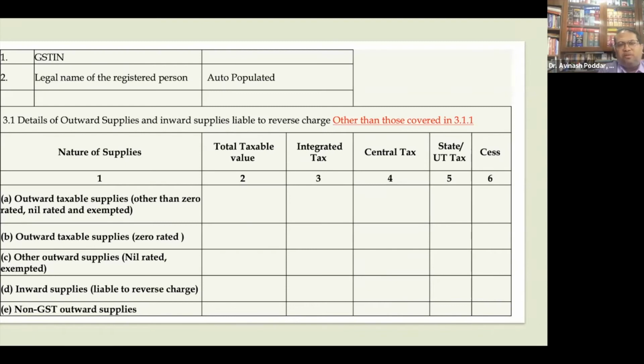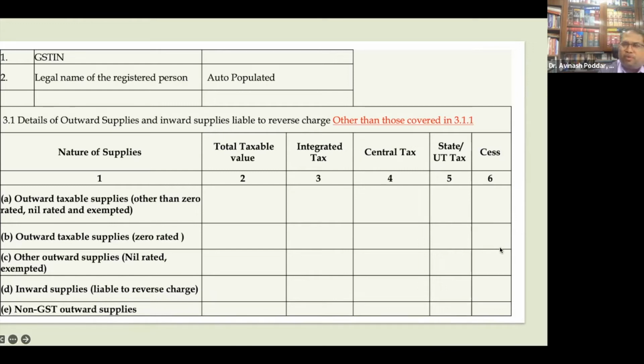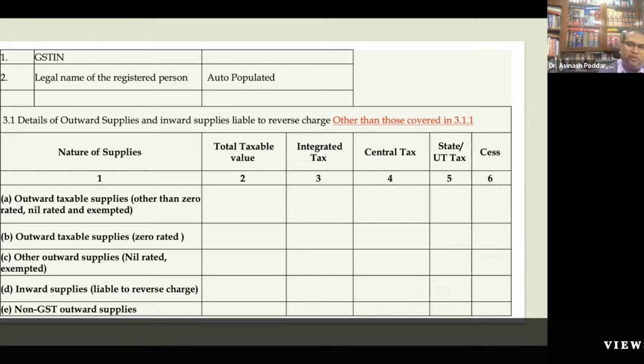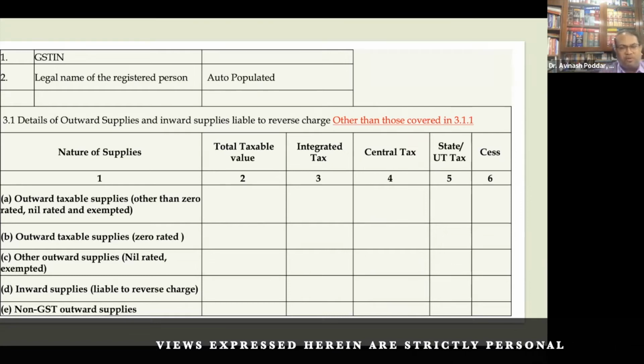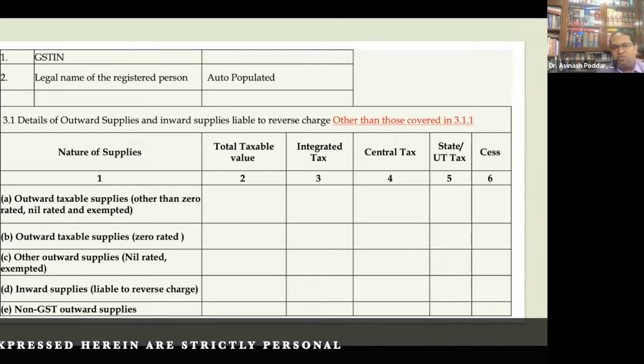I hope the screen is visible. Now friends, this is the form. You can very well see this, that in para 3.1 of this form, the red marked is other than those covered in 3.1.1. This means that they have inserted one paragraph, one complete table 3.1.1 after 3.1. Now what will be the relevance of that? That I'll be explaining in due course. Rest of the contents of this form will remain as it is.